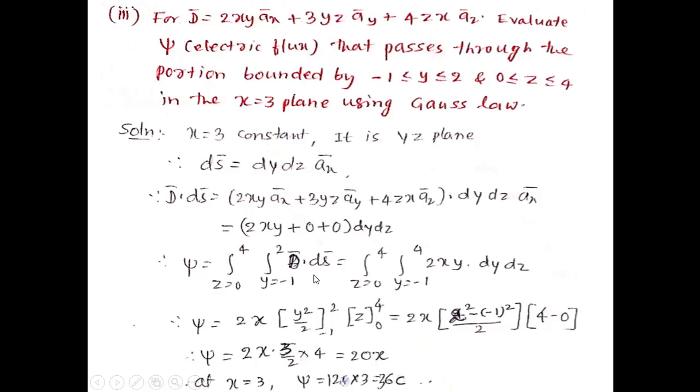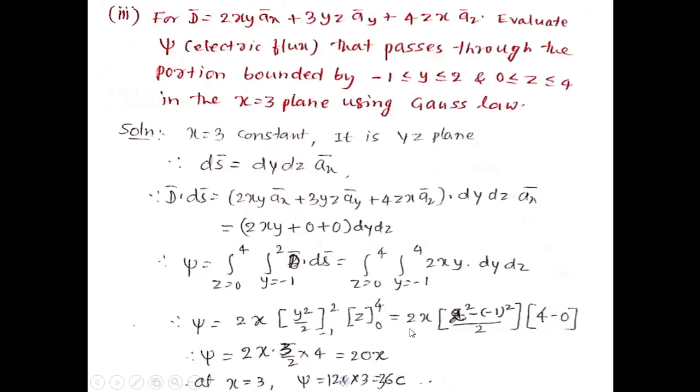Here the value of z is varying from 0 to 4 and y is varying from -1 to 4, and D bar dot dS bar is 2xy dydz. If we integrate, here 2x is a constant, therefore the integral of y is y square by 2. The limit is -1 to 2, and the integration of dz is z, limit is 0 to 4.